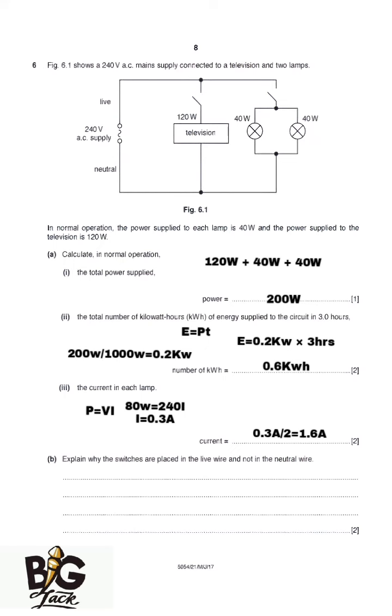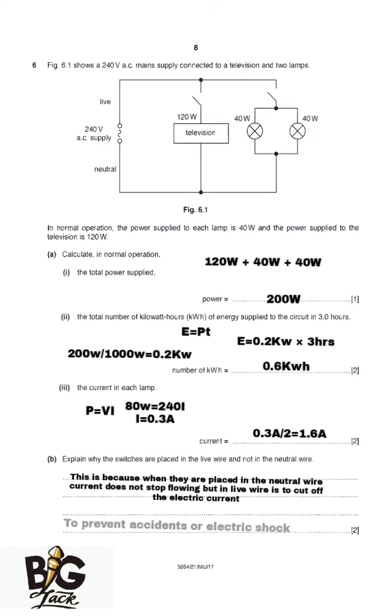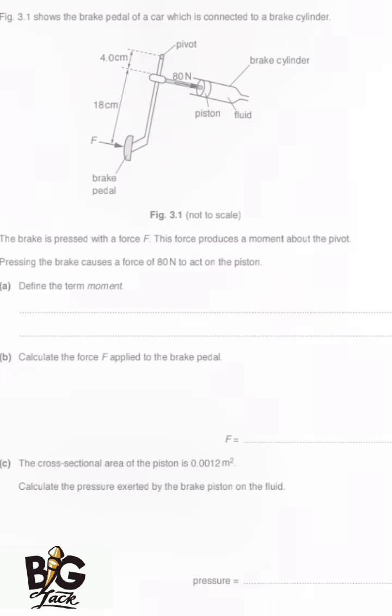So I'm going to say to cut off the electric current, because electric current flows in the live wire. So if we put the switches in the live wire, if we switch off the switches, the current will be cut off. Apart from that one, I'm going to say to prevent accidents or electric shock.